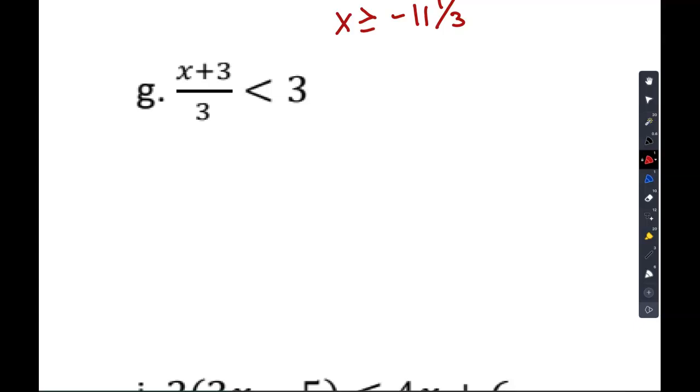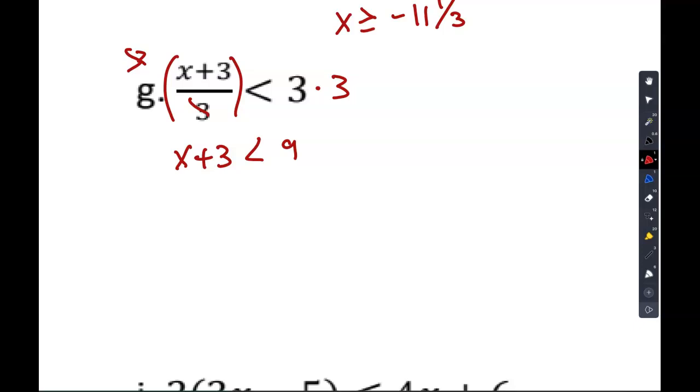Alright, here we got a fraction, but we're still going to do the opposite. The opposite of dividing by 3 is to multiply by 3. So I'm going to multiply both sides by 3. And when I multiply both sides by 3 here, now these 3's are going to cancel out, leaving x plus 3 is less than 3 times 3, which is 9.